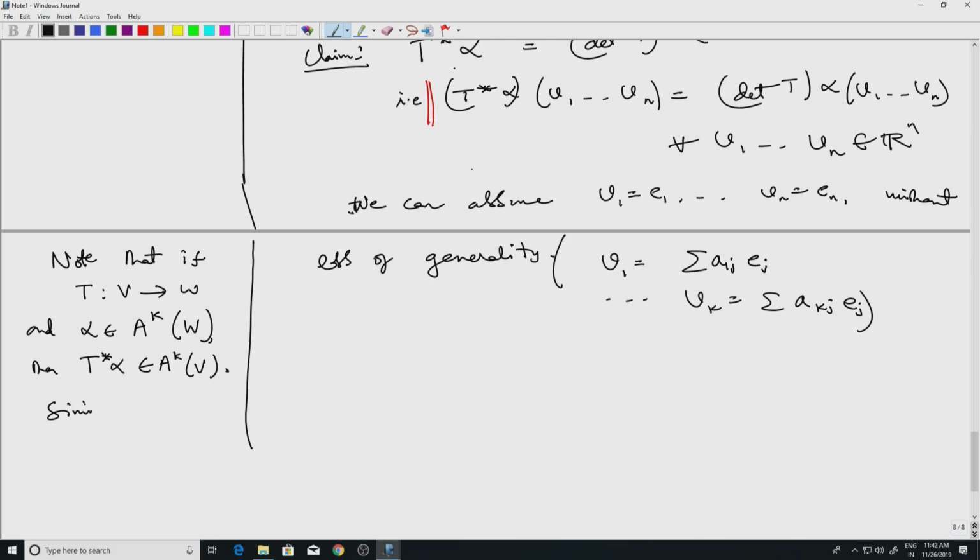Similarly, if alpha is a symmetric k-tensor, which I denoted by S^k(W), then T star alpha is in S^k(V). So in short, the property of being alternating or symmetric is preserved under taking pullbacks.